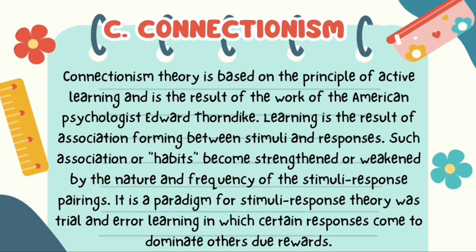Connectionism theory was developed by Edward Thorndike, and it's based on the idea of active learning. This theory explains that learning happens through the connection or association between a stimulus and a response. For example, when a student studies hard and gets a good grade, the positive result becomes a reward, and that strengthens the habit of studying. But if the response doesn't lead to the reward or success, the connection becomes weaker.